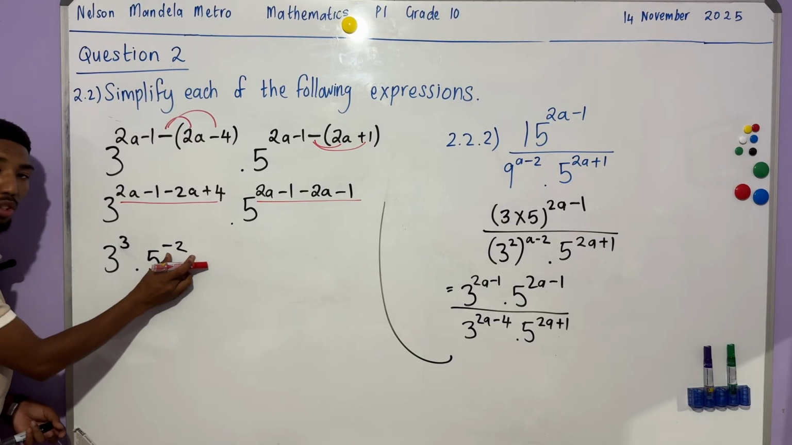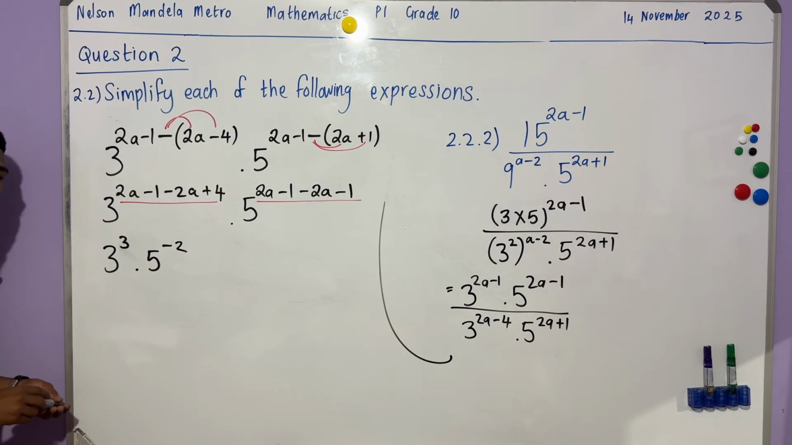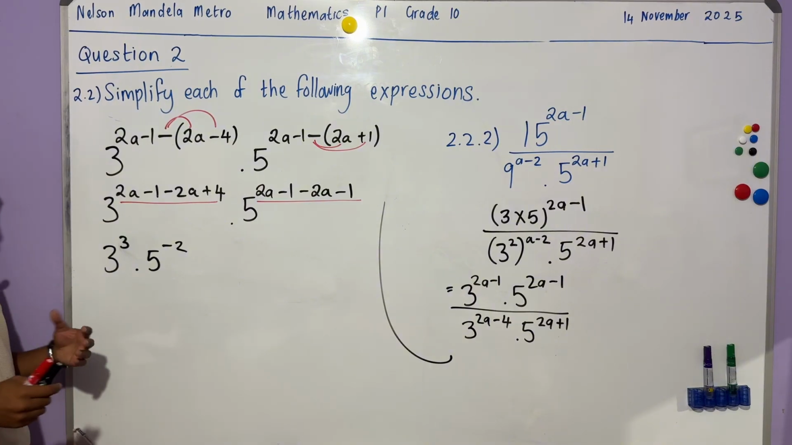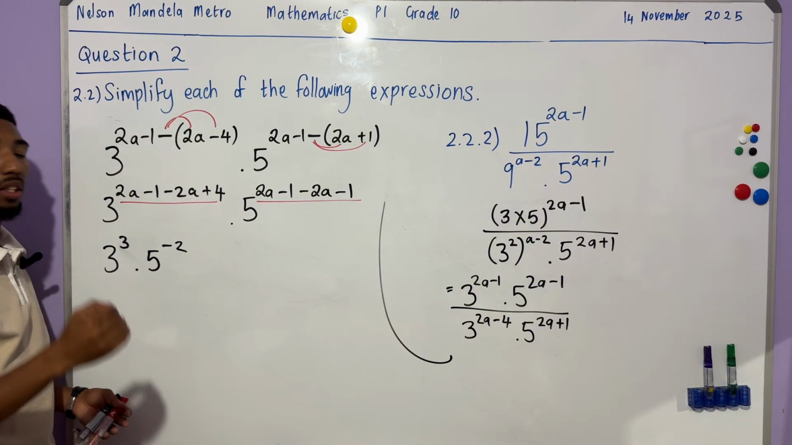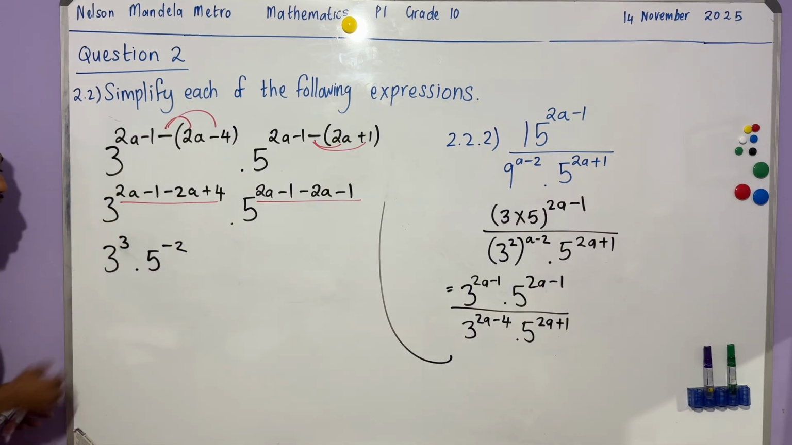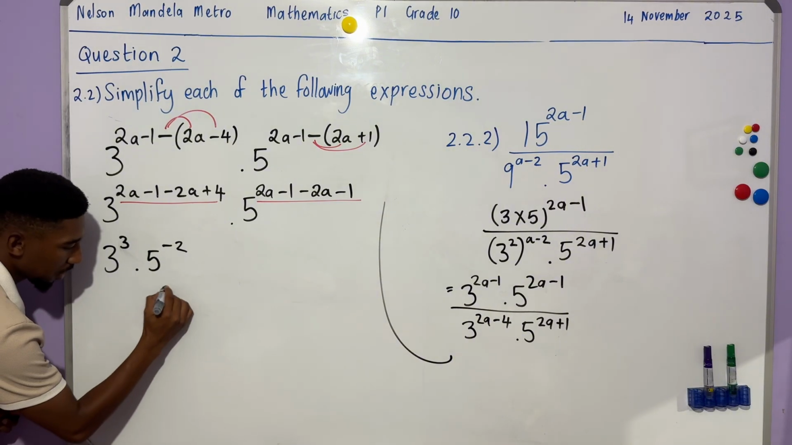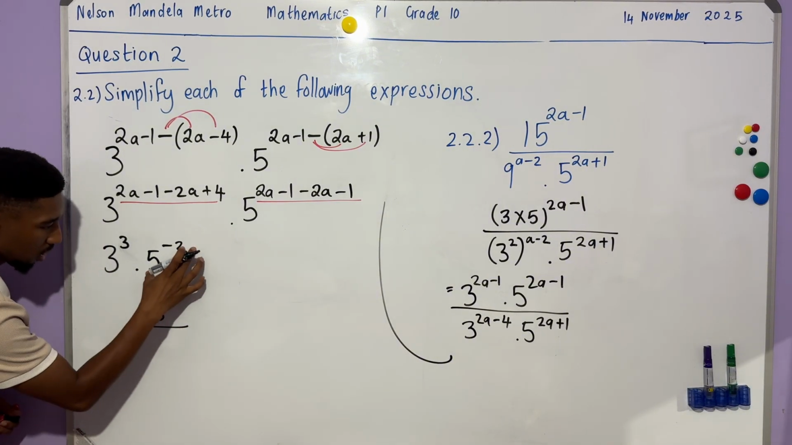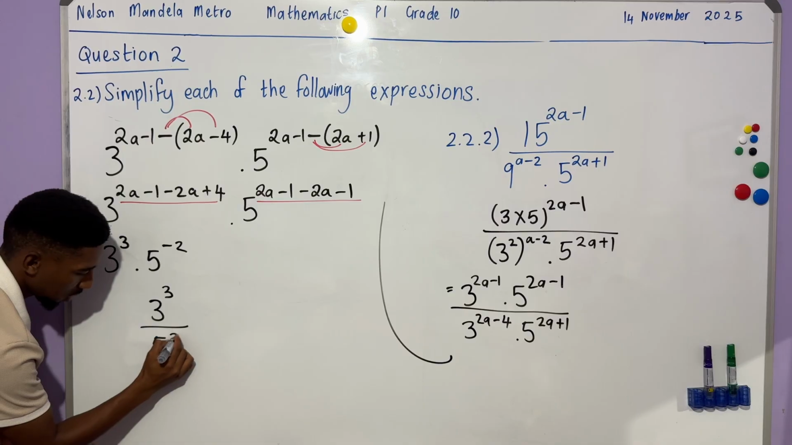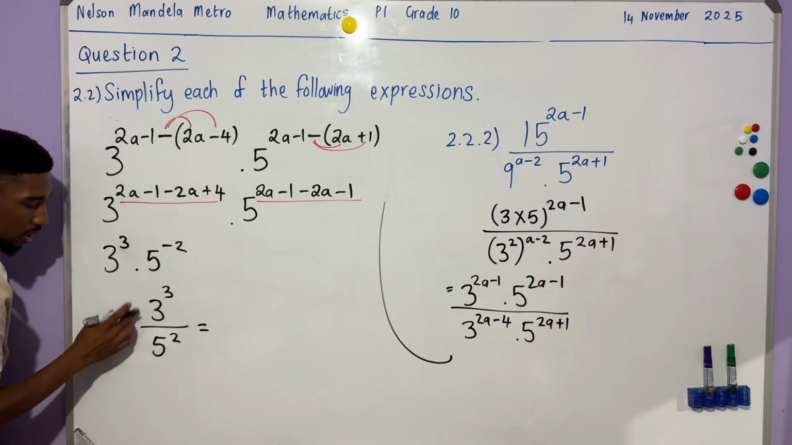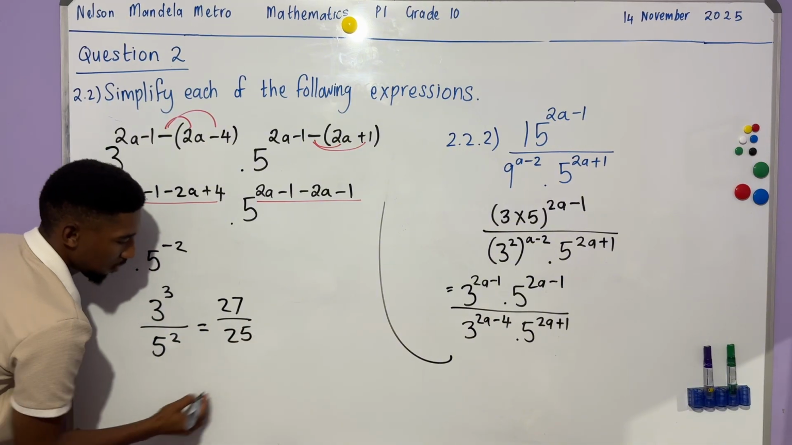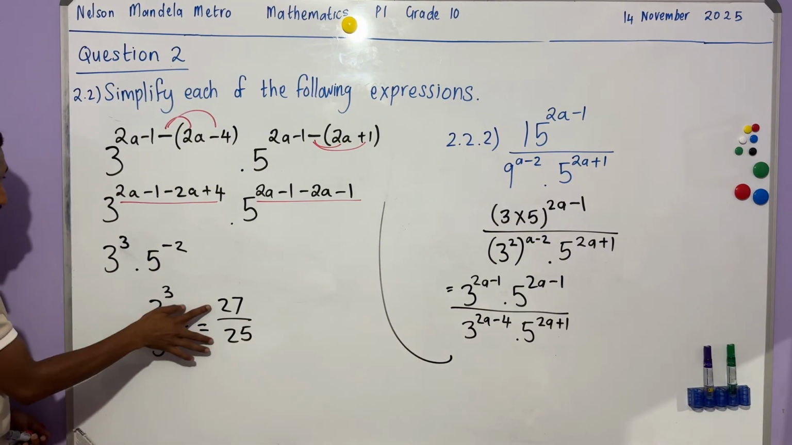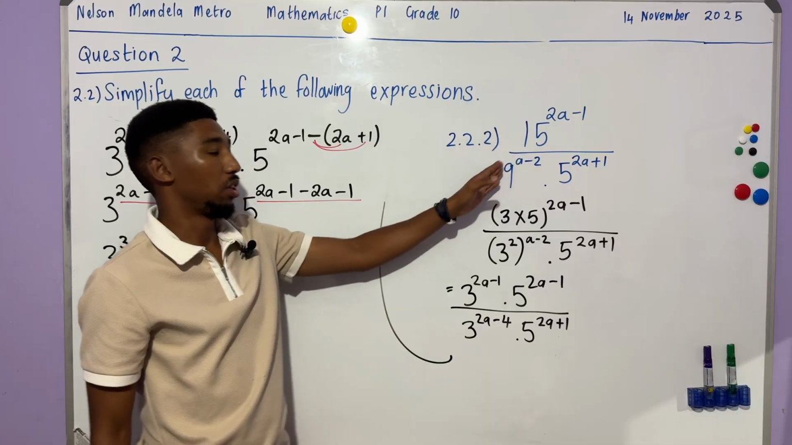Now, we have an exponent over here that is negative. We do not want that. For us to convert an exponent to positive, we either switch it from the numerator to the denominator or from the denominator to the numerator. Since it's already a numerator, we can switch it to a denominator. We have 3 to the power of 3 over this now goes to the bottom. It becomes a denominator, 5 squared. 3 to the power of 3 is 27 and 5 squared is 25. That is our final answer over here, all the way from this.